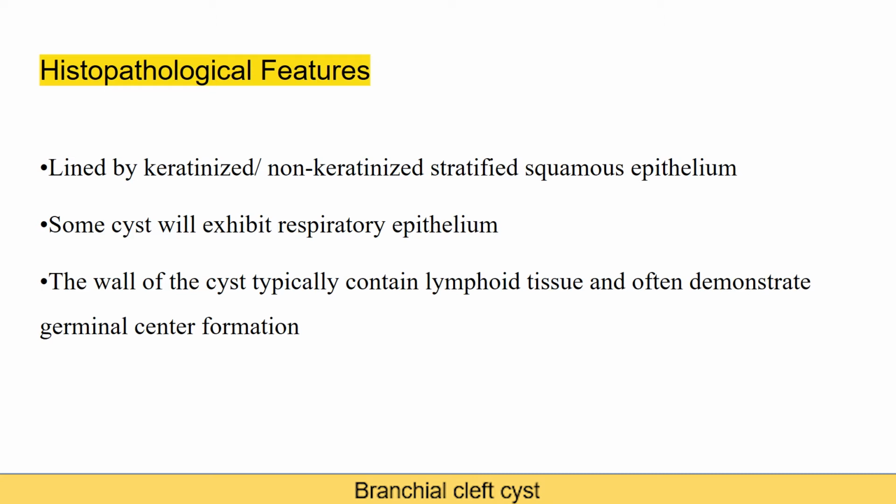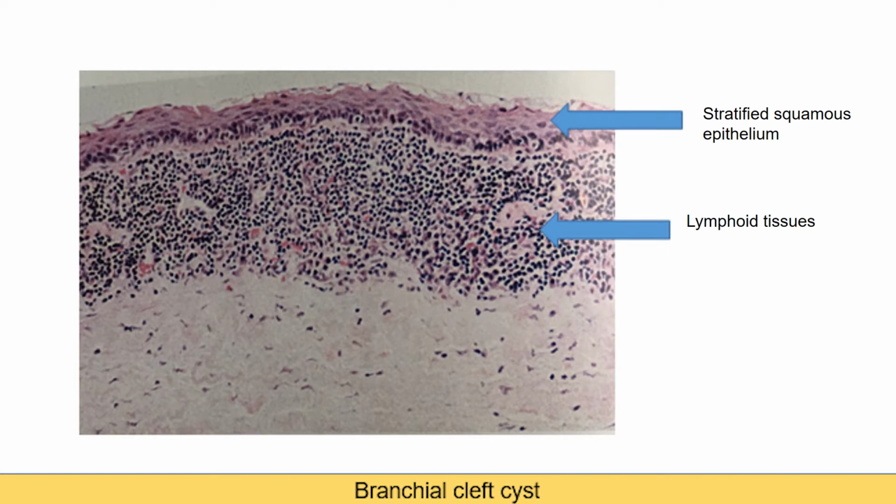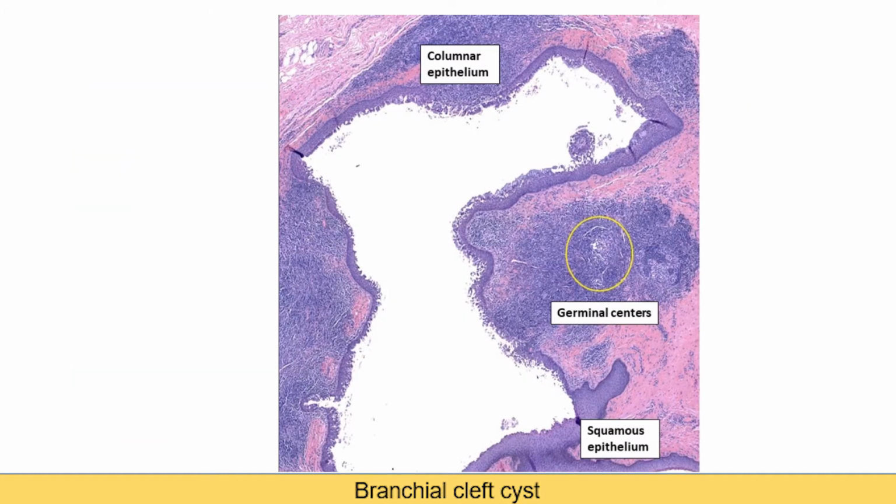It is lined by keratinized or non-keratinized stratified squamous epithelium. Some cysts will exhibit respiratory epithelium. The wall of the cyst typically contains lymphoid tissue and often demonstrates germinal center formation. These are the pathology slides for branchial cleft cyst. Medium power view showing a cyst lined by stratified squamous epithelium. Note that the lymphoid tissue is in the cyst wall. And from this histopath slide, we can see the germinal centers located at the right middle area where it's circled.